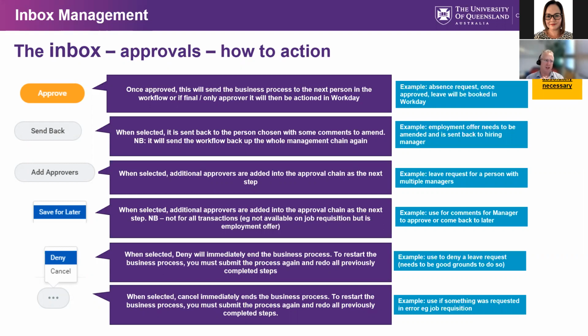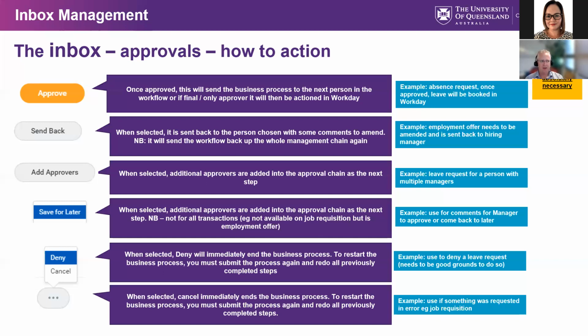If it was, for instance, a job requisition or an employment offer, and you're a school manager approving a professional appointment on behalf of the head of school, once you click that approval button, it would go to the next step in the process. So if it was, for instance, a Q9 appointment in that school, once the school manager had clicked approve, then it would go up to the executive dean for approval.